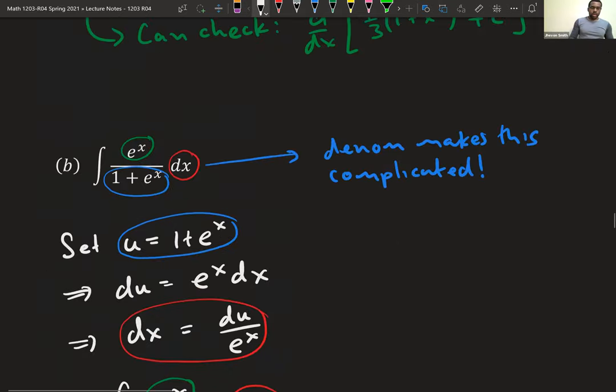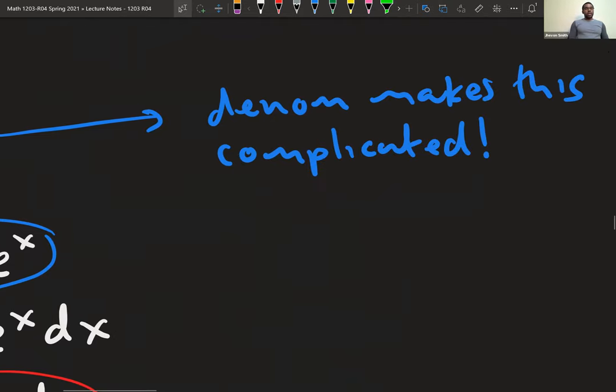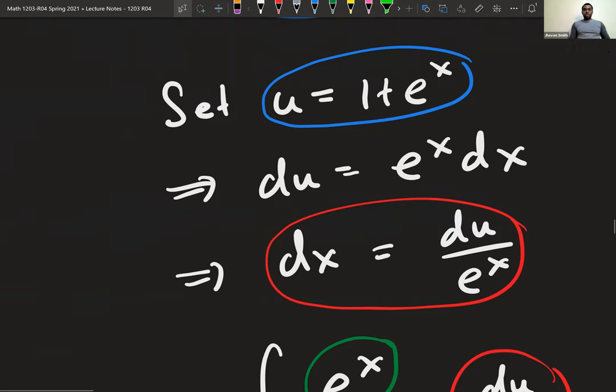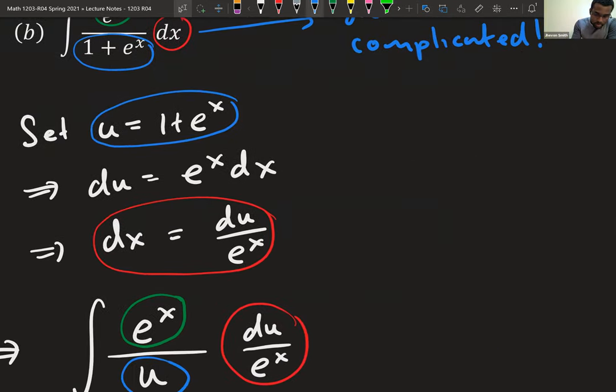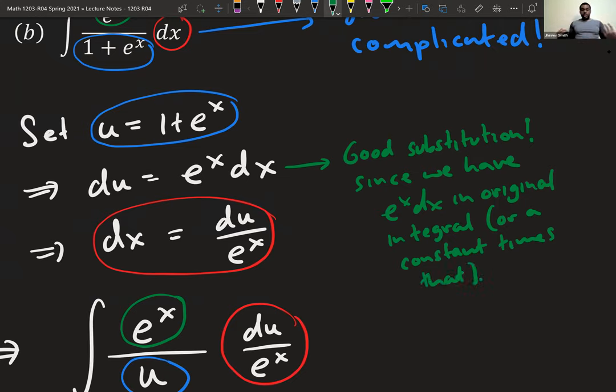Right, so to go over this again, we had the integral of e to the x over 1 plus e to the x, dx. Looks complicated, right? It's complicated because of the denominator. So I replace the denominator with u, u equals 1 plus e to the x. Your du is equal to e to the x dx. Now your e to the x, this guy here tells you it's a good substitution, since we have e to the x dx in the original integral, or a constant times that. Right, so that tells you it's a good substitution, and so you can continue.